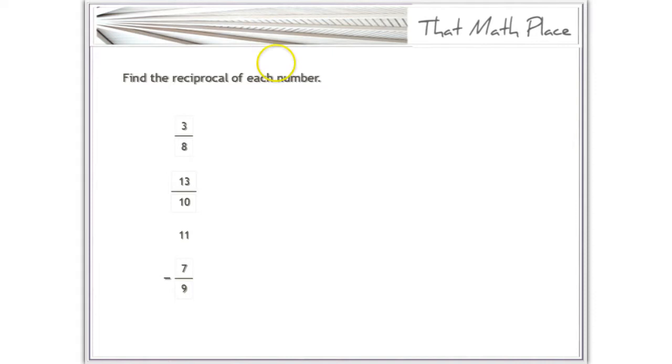So let's look at our first example. We have the fraction 3/8. The reciprocal, and let's make a column where we can write reciprocal, of 3/8 will be, we just flip it, so our denominator becomes our numerator, and our numerator becomes our denominator. So the reciprocal of 3/8 would be 8/3.